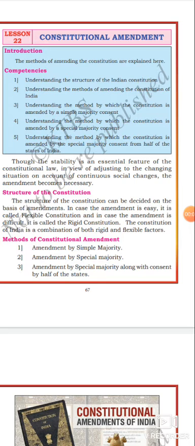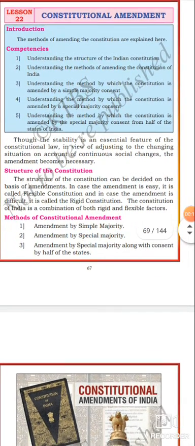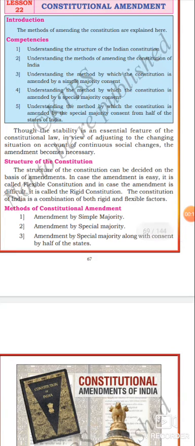Today we will see, in the part 2 textbook, the last lesson in the civics part. The lesson name is Constitutional Amendment, page number 67. Listen. Stability is an essential feature of constitutional law. In view of adjusting to the changing situation and on account of continuous social changes, the amendment became necessary.